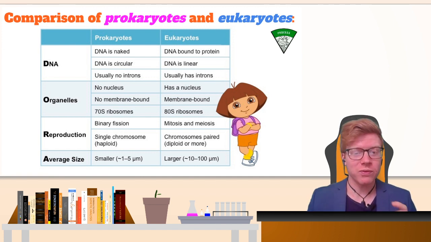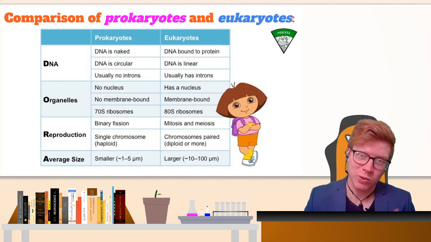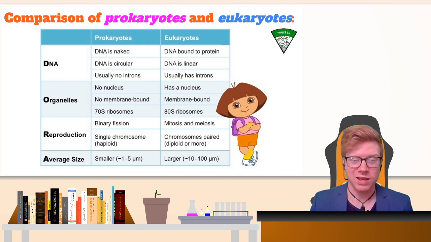Reproduction. There's some differences in the way that prokaryotes and eukaryotes reproduce. Hopefully you're aware of eukaryotic reproduction, mitosis and meiosis. We'll spend some more time on that this year.